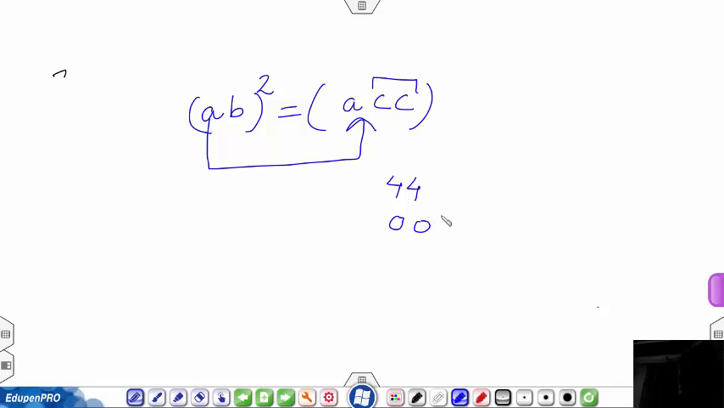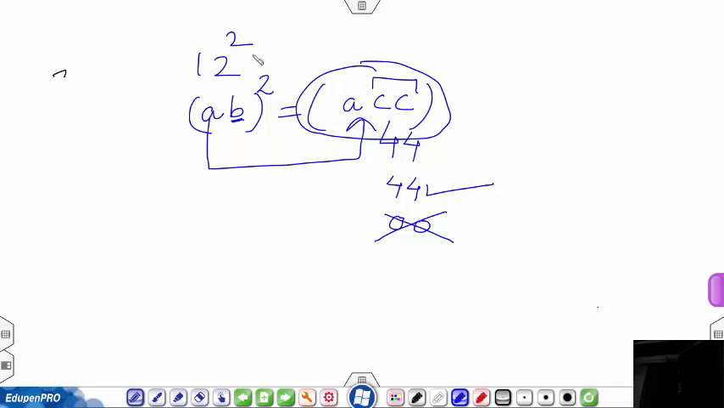Can I eliminate the case of 00? Why? If this is 0, that means the last digit of the number whose square has been taken has to be 0. And this cannot be 0. Why? Because B and C are distinct. So that means CC has to be 44. Right? If it has to be 44 and it's a 3-digit square, that means the answer is 12. So 12 square is 144.